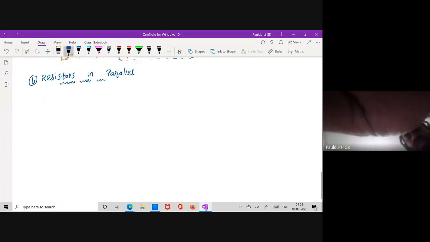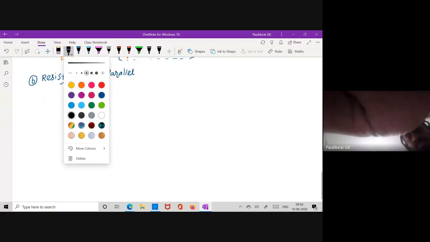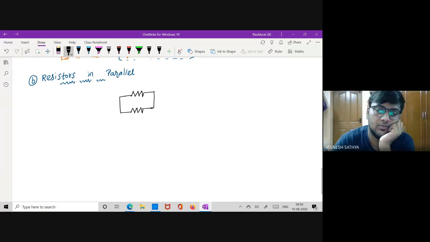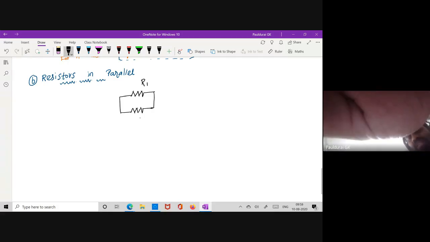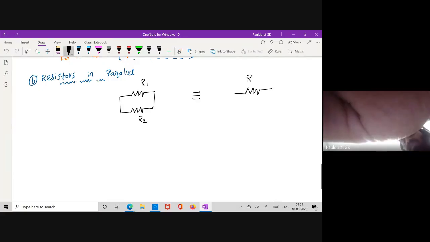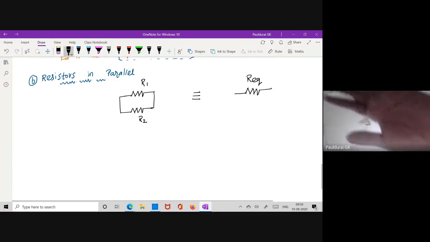Now I am going to connect 2 resistors in parallel. You know how to connect 2 resistors in parallel: you connect both the terminals, and that is nothing but a parallel connection. Take this as R1 and this as R2. Now I want to find the equivalent resistance for this, R equivalent.